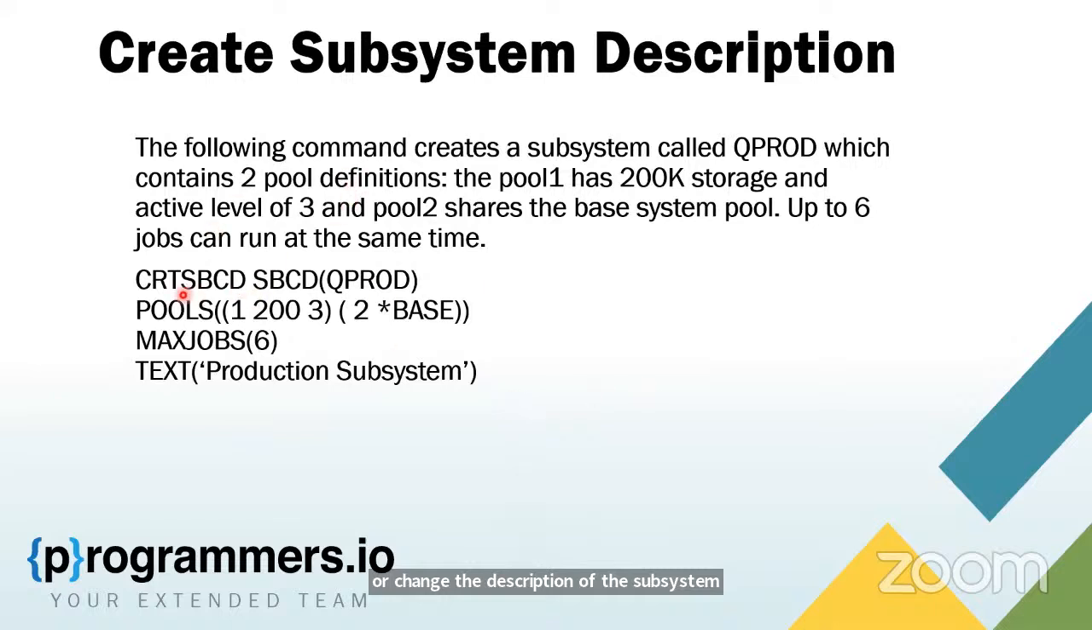So this is one example. Earlier I showed you the subsystem command. This is the example. You are creating a subsystem description called QPROD. This is the subsystem, and it has memory areas used as 1 and storage as 200K bytes. So that much maximum storage it can use for processing. Then the maximum jobs that can run at a time is 6.